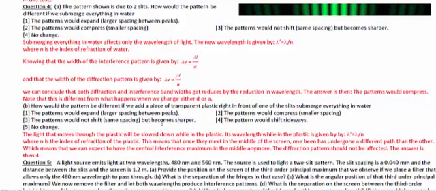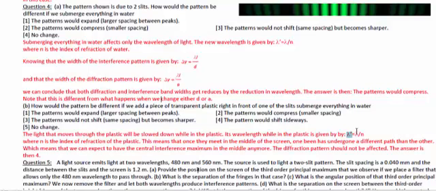Now, part B, how would the pattern be different if we add a piece of plastic right in front of one of the slits instead of submerging everything in water? In this case, we place a piece of plastic in the path of one of the beams of the light, not the other one. Now, while moving through the plastic, that light is going to have this wavelength, lambda prime, like what we had when we submerged everything in water.